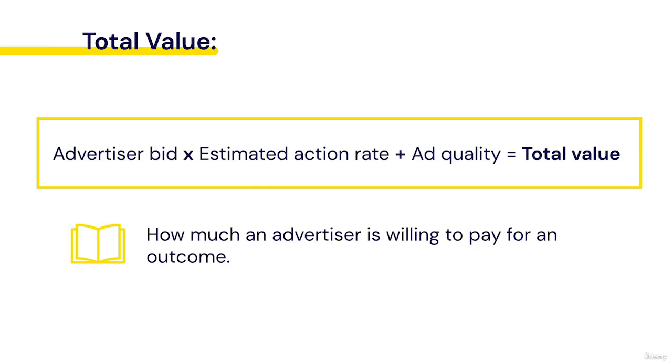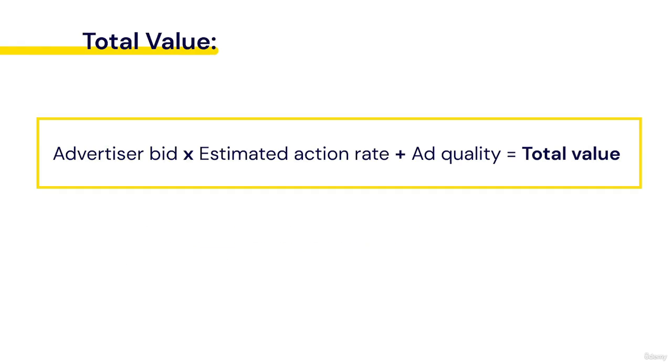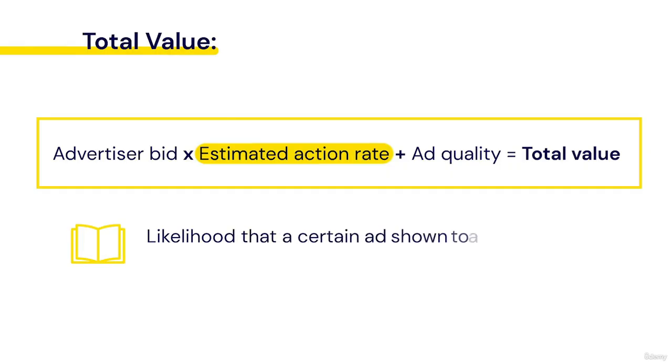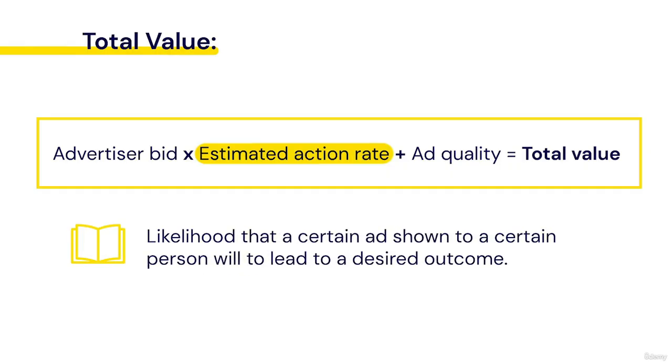So, the next part of the total value equation is the estimated action rate. The estimated action rate measures the likelihood that a certain ad shown to a certain person will lead to a desired outcome. So it's basically an estimation of how likely the user is to fulfill your ad campaign objectives, whether that's pressing a shop now button or going to your website.